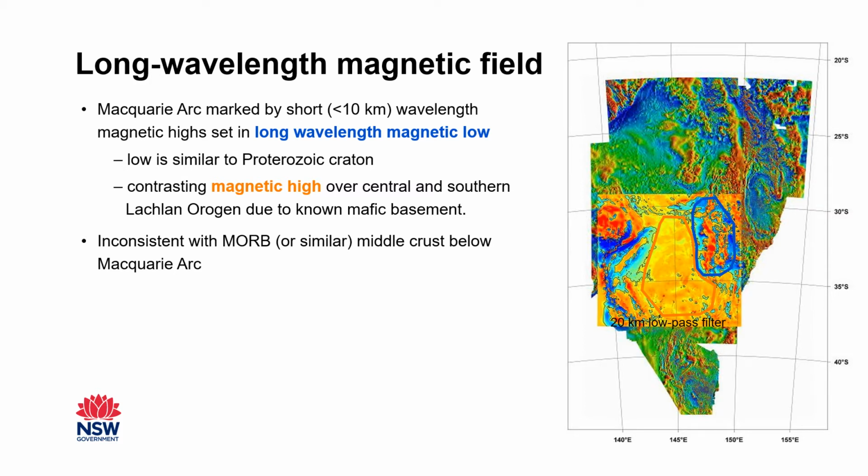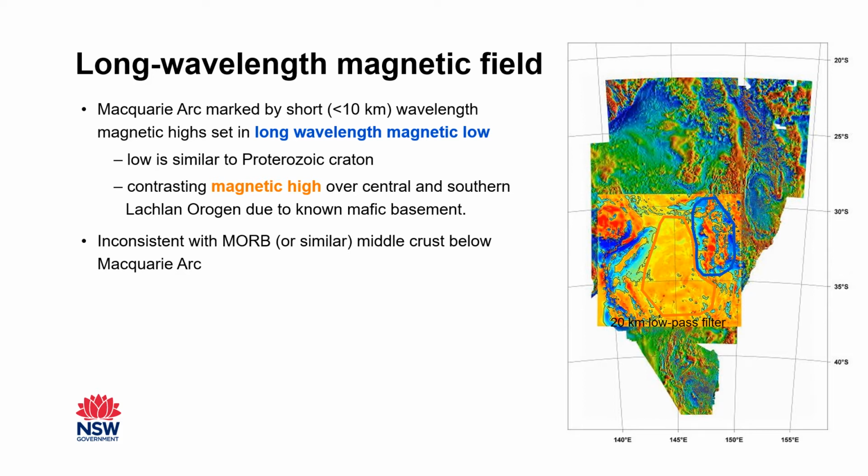The regional magnetic low over the Macquarie Arc is similar to what we observe over the Proterozoic Gondwana craton, which is formed by continental middle and lower crust, which is typically intermediate in composition, averaging granodiorite. A low regional magnetic field over the Macquarie Arc is inconsistent with MORB, or similarly mafic material, as a major proportion of the middle crust below the arc.